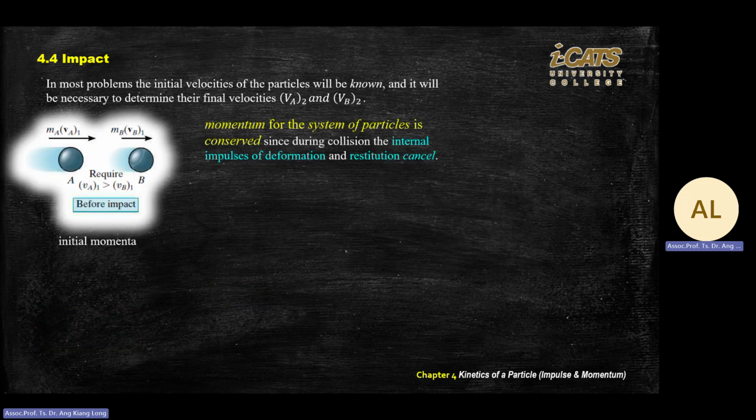Okay, the rest you read. In most problems, you'll be given the initial velocity. In this case, momentum for the system of particles is conserved because we have deformation and restitution. Both cancel each other, the impulse. Because we use the word conserve, we assume conservation happened.